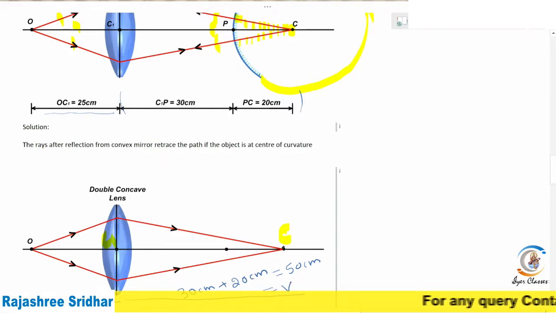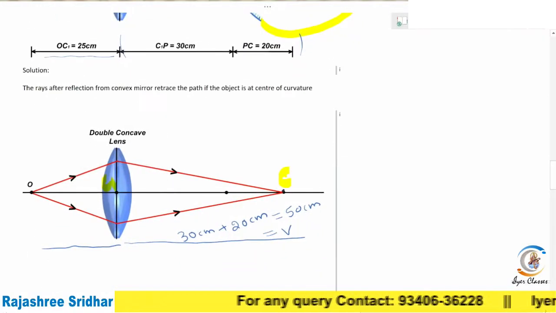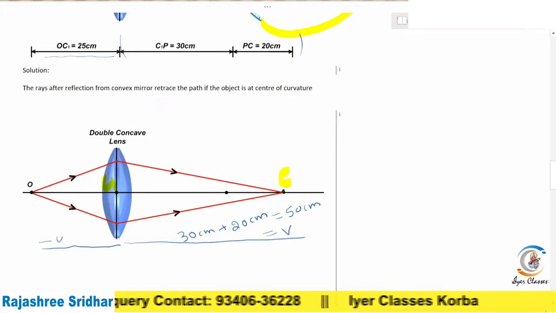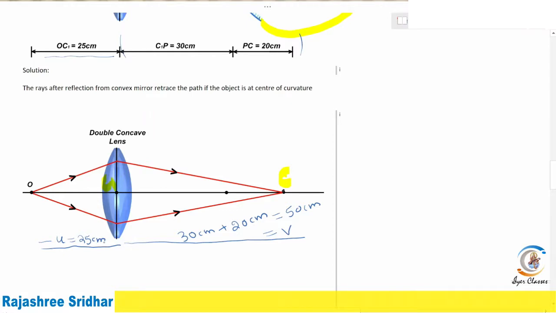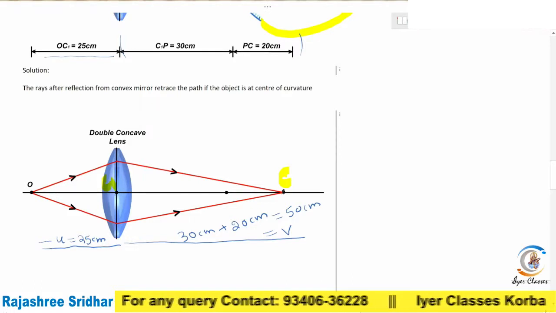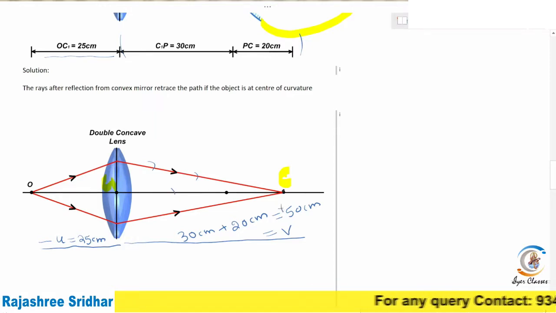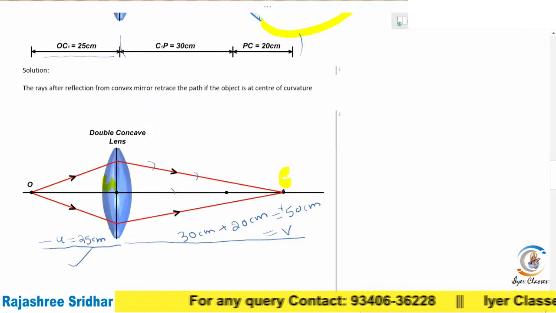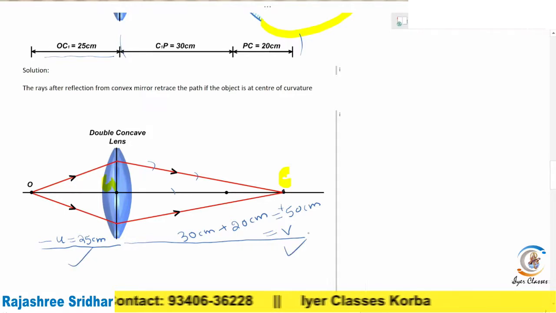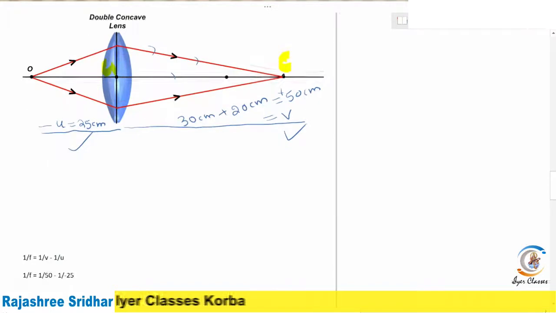Now you can see that according to the coordinate system, U is negative, which is equal to minus 25 centimeters. And V is measured from the optical center of the lens to the position where the image is formed, and it is along the same direction as that of the incident rays, so it has to be taken as positive. So you have got the value of U and also the value of V. Put it in the lens formula and finally get the answer.